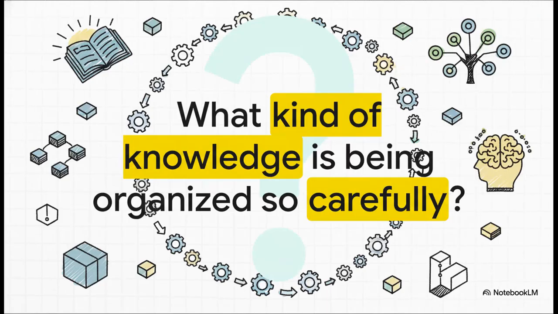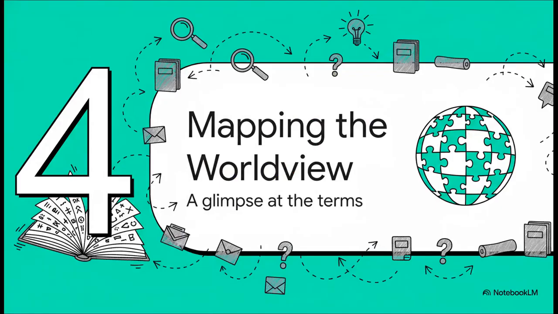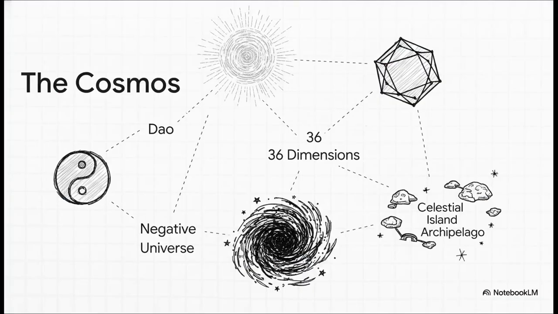Okay, so that raises the next big question, right? If the structure is this complicated, then what's the content? What kind of knowledge needs to be managed this carefully? So let's peek inside the encyclopedia, because the kinds of terms they choose to define, well, that gives us a direct map of their entire worldview. So when you look at their cosmology, their ideas about the universe, it's this wild mix of familiar and totally unique stuff. You see concepts everyone knows like God and Tao, but they're mixed in with these proprietary ideas like 36 dimensions and the celestial island archipelago. It's a really smart blend of legitimacy and exclusivity.